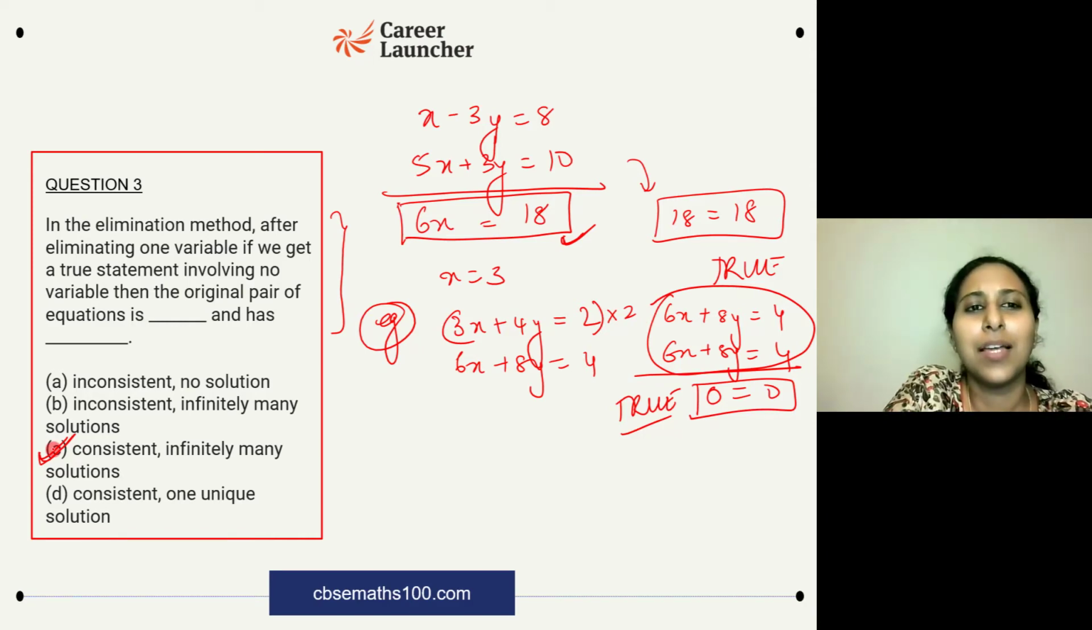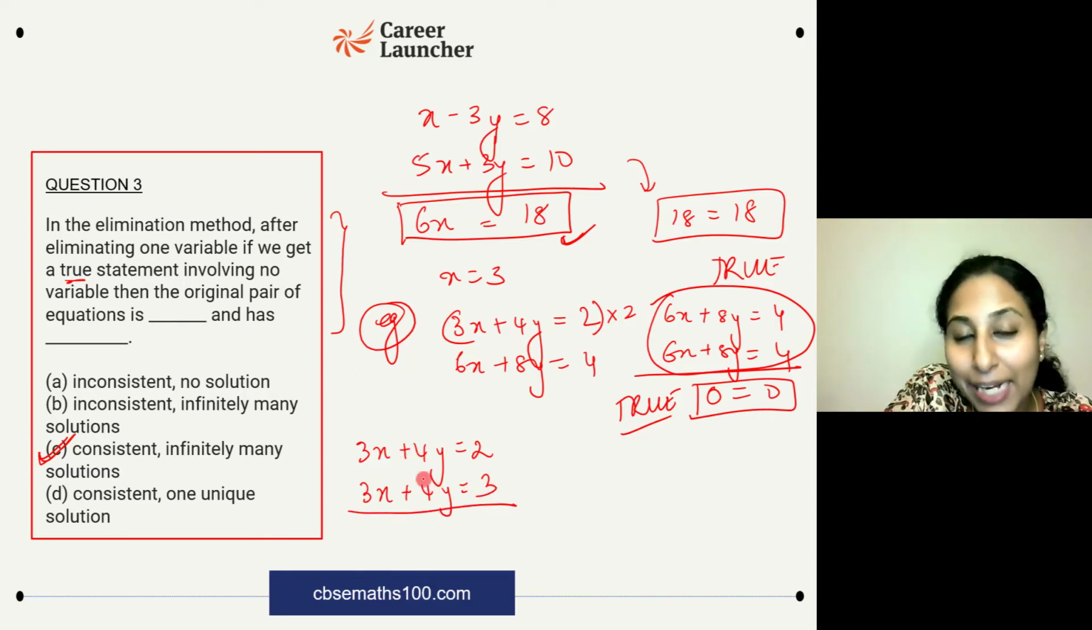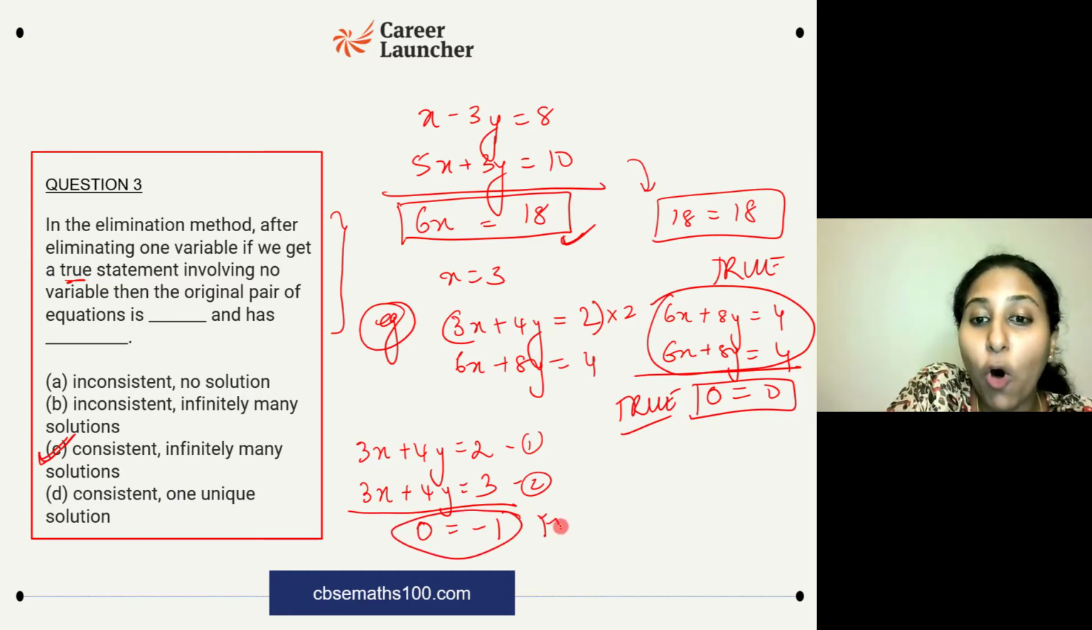What if the question said, after eliminating variable, we get a false statement? Let us say the question was, we get a false statement. For example, if you had 3x plus 4y is equal to 2, and you had 3x plus 4y is equal to 3. Here, what happens when you're eliminating the variables, you're going to get 0 is equal to -1. I'm subtracting both the equations. This is first one, this is second one. When you subtract 3x minus 3x is 0, 4y minus 4y is 0, you get 2 minus 3 is equal to -1. This is a false statement.